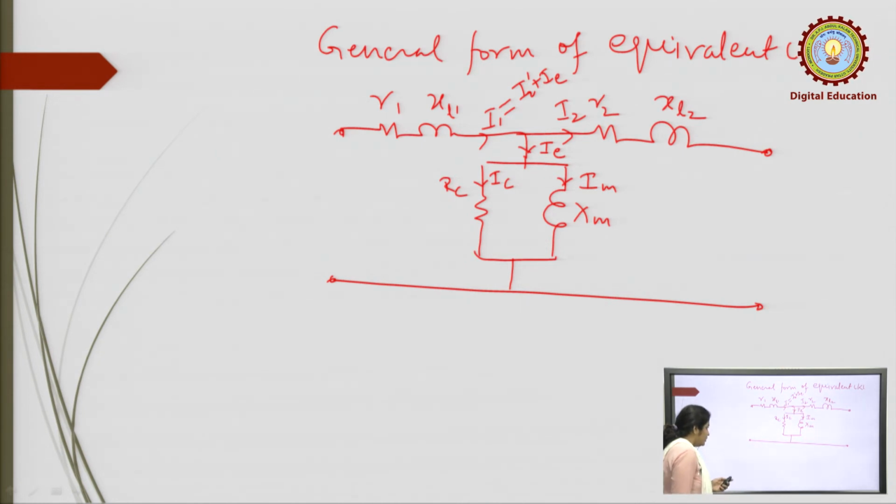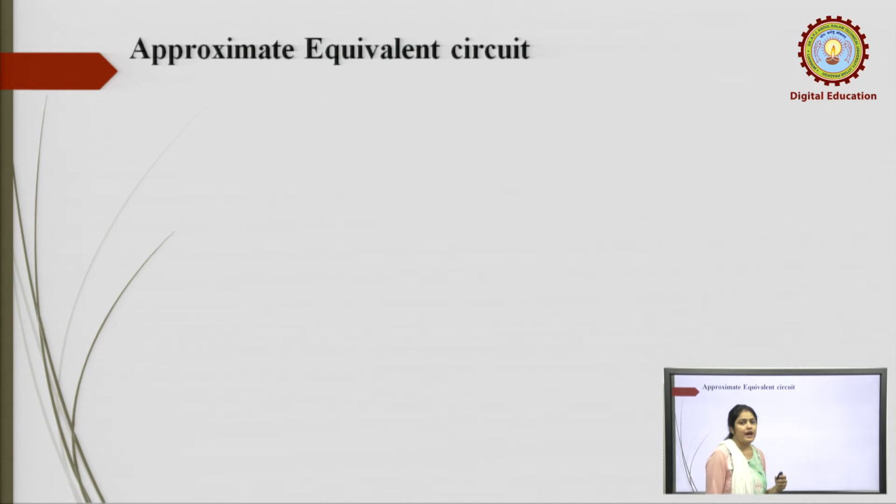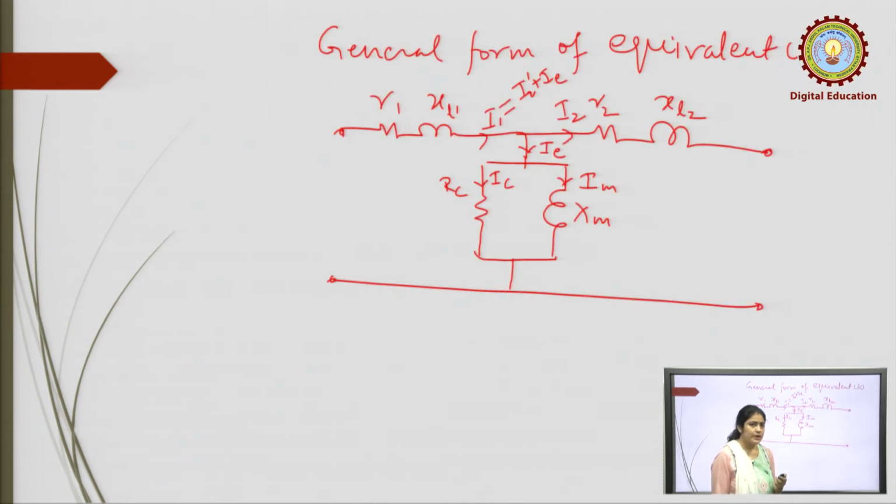Now, suppose your transformer is a very high rating transformer. You analyze a transformer which has a high KVA rating. So you can approximate this equivalent circuit, so the computation becomes easier and the analysis of the transformer becomes easier. Suppose you transfer this parallel branch either before R1 and XL1, or after R2 and XL2. If you transfer this branch to either side, the circuit becomes easier to solve and takes less computational time.